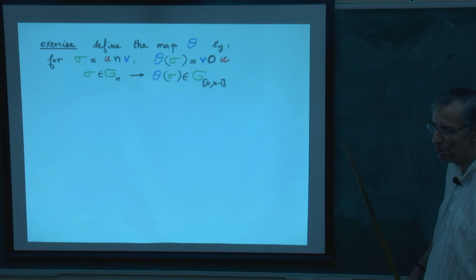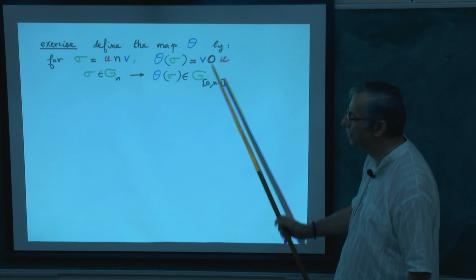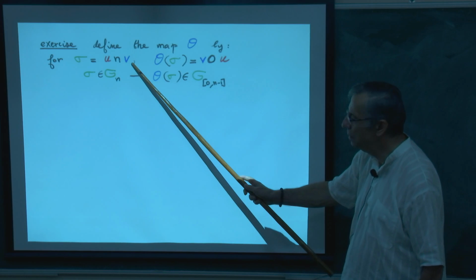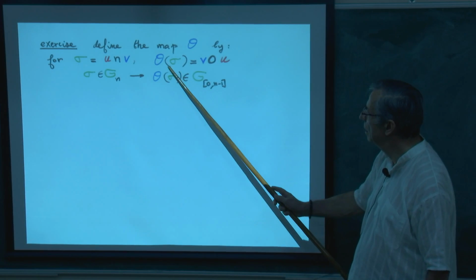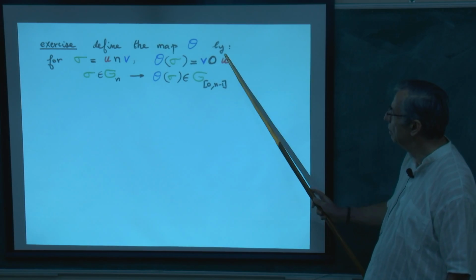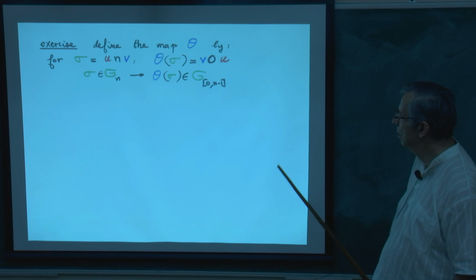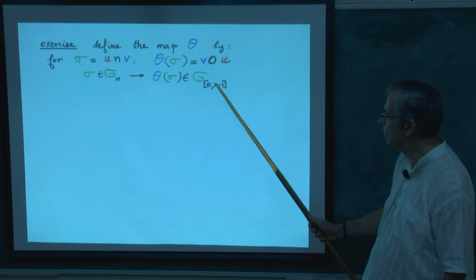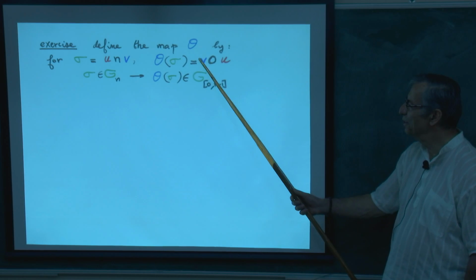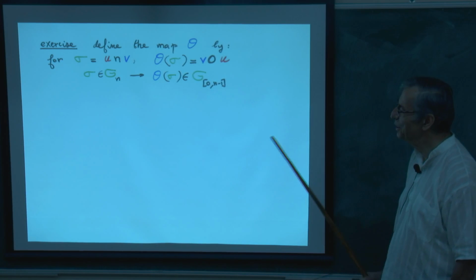Now we follow the problem, second or third exercise. Define the map theta in the following way. You have a permutation, sigma equal u n v. And theta of sigma, you replace n by 0 and reverse u and v. So I get a permutation on 0 to n minus 1. If you don't like 0, you can shift everybody by 1. It's like a cyclic permutation on the indices.